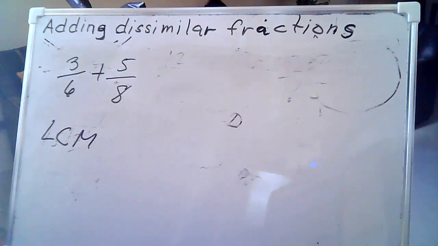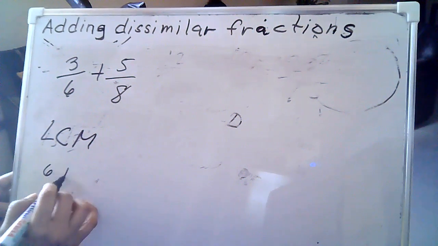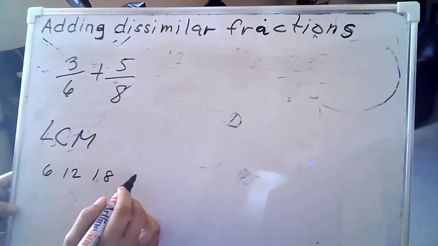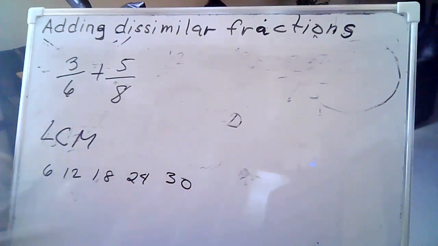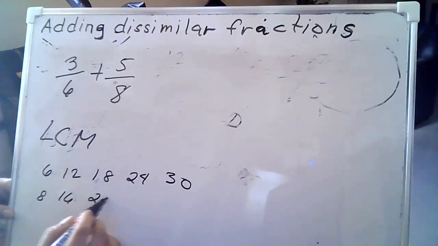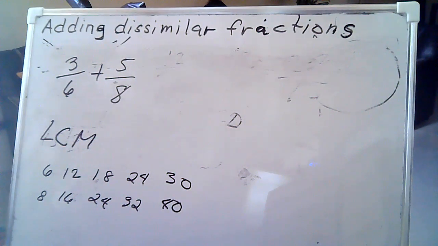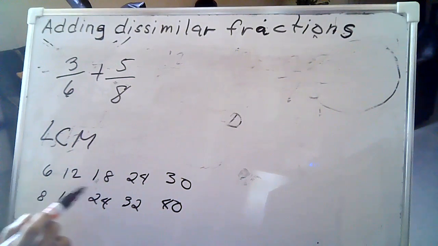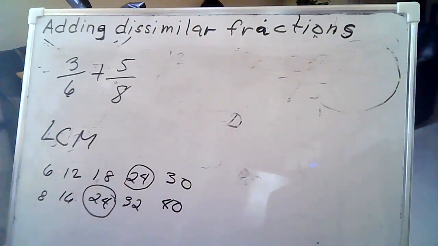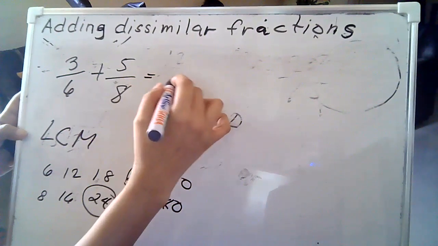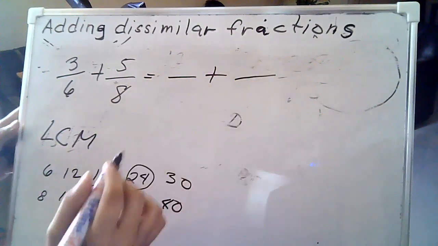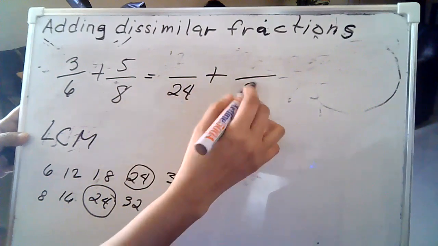So, multiples of 6: 6, 12, 18, 24, 30. And then multiples of 8: 8, 16, 24, 32, 40. So, ano yung least common multiple nila? 24, right? 24 yung pinaka-least common multiple. So, there. Yung least common multiple nila or LCD, that will be their LCD, which is 24.